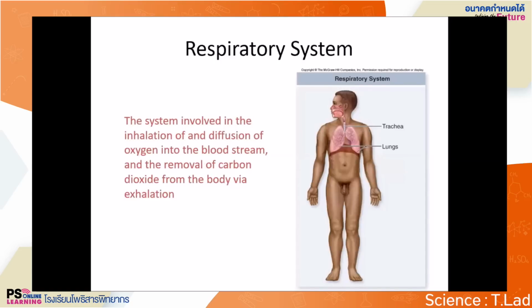Another one is the respiratory system. So the organs are your trachea, your lungs, your nose, your diaphragm. So this is the system involved in the inhalation and diffusion of oxygen into the bloodstream and the removal of carbon dioxide from the body via exhalation. So this is mainly for gas exchange between our body and the environment.